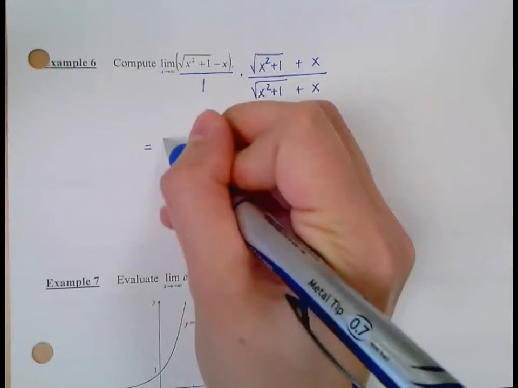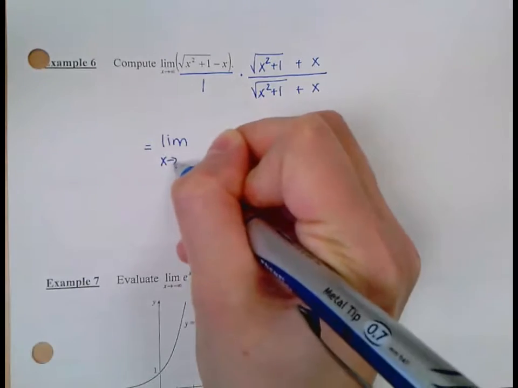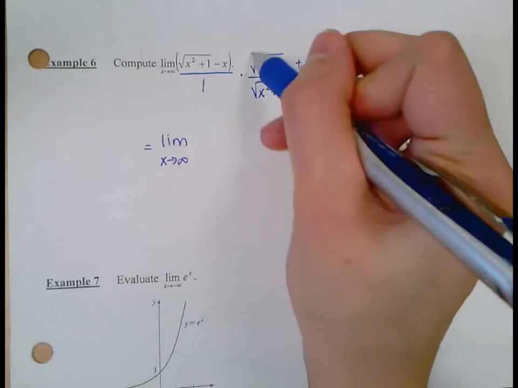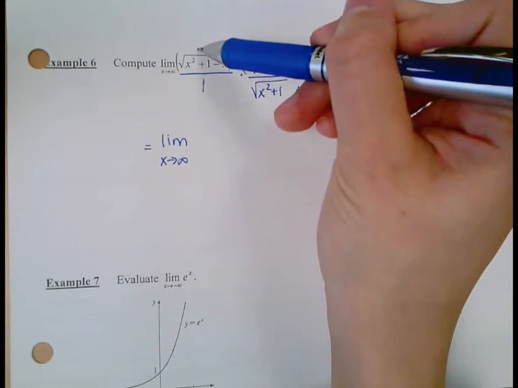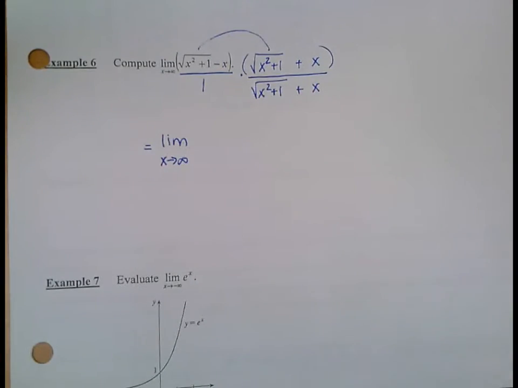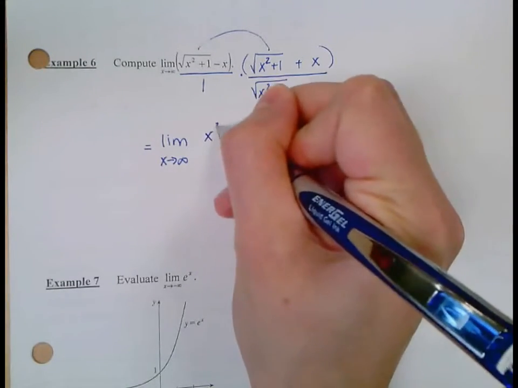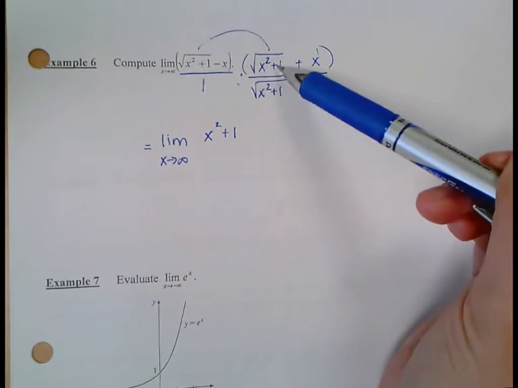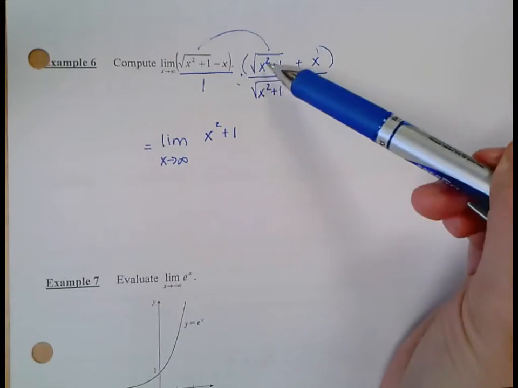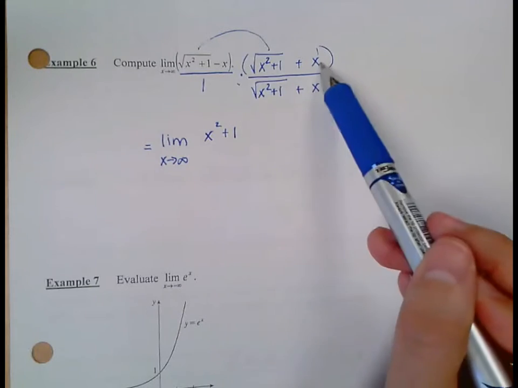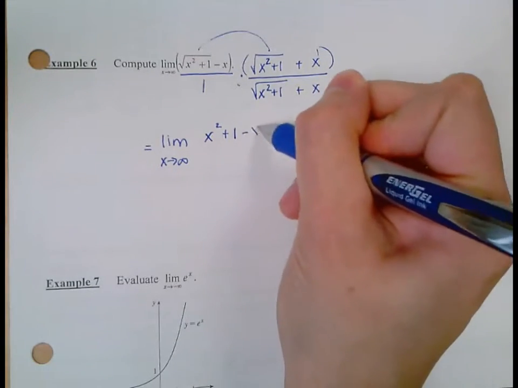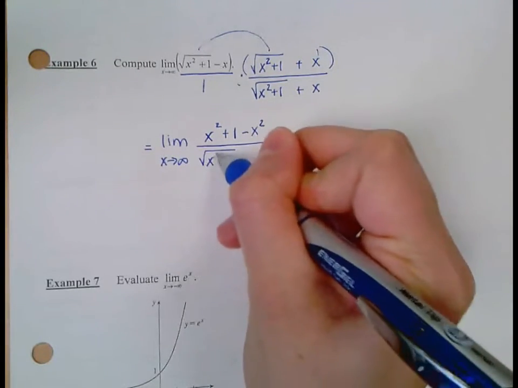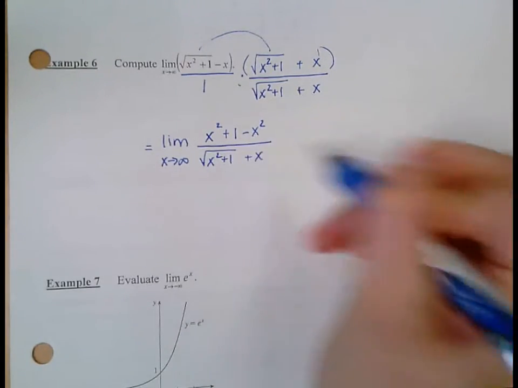So then make sure you still write the limit as x approaches infinity, because I haven't taken the limit yet. And now on the top, if I FOIL these, square root of x squared plus 1 times itself cancels out the square root, so it's just x squared plus 1. And then the two middle terms will cancel out because I'm multiplying by a positive x and then a negative x. And then I have negative x times positive x, so that's minus x squared. And on the bottom, I have the square root of x squared plus 1 plus x.